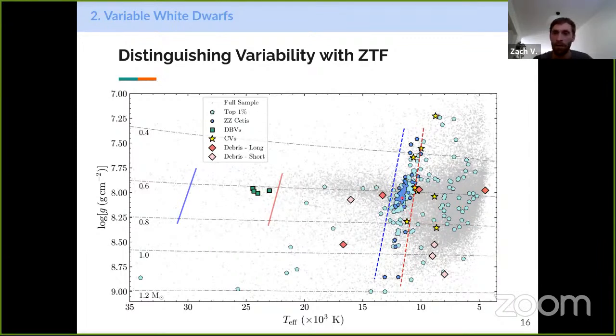So dark blue indicates some of the pulsators we found. The diamonds indicate some of the transiting debris systems we found. And the squares over here, I think 3 of these were already previously known DBVs, but one of them is new. And the stars are cataclysmic variables. So all sorts of stuff in here. From this point on, I'm just going to be focusing on the pulsating systems. But again, if you have questions about the transiting debris stuff at the end, feel free to ask.